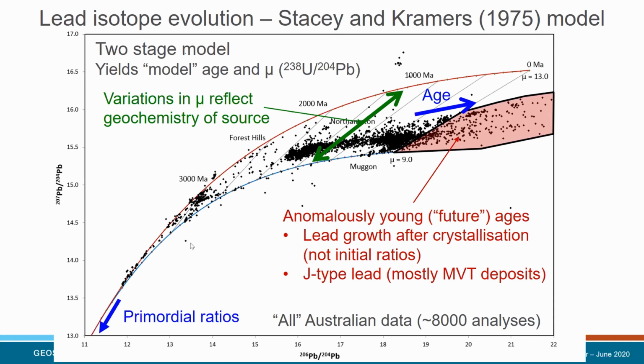And that's the result of two things. First of all, you can have lead growth after crystallization. If you have a very uranium-rich sample and you produce a lot of radiogenic lead, you can produce very radiogenic analyses which give you a future age. The other way you can do that is something called J or Joplin type lead, and that applies mostly to Mississippi Valley type deposits. I'd like to point out that right now we have about 8,000 analyses in our database, and this just shows all of the data from Australia.